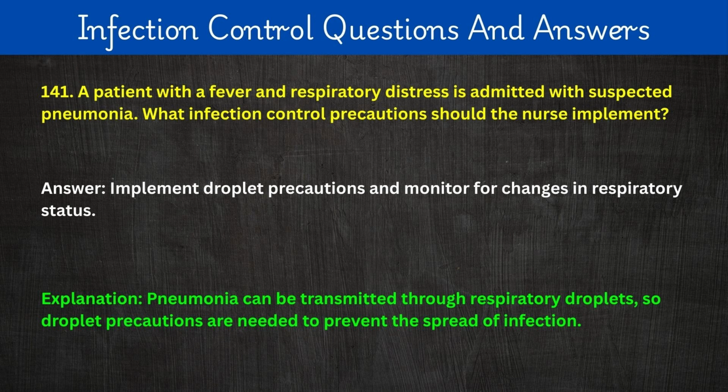promptly. 141. A patient with a fever and respiratory distress is admitted with suspected pneumonia. What infection control precautions should the nurse implement? Answer: implement droplet precautions and monitor for changes in respiratory status. Explanation: pneumonia can be transmitted through respiratory droplets, so droplet precautions are needed to prevent the spread of infection.